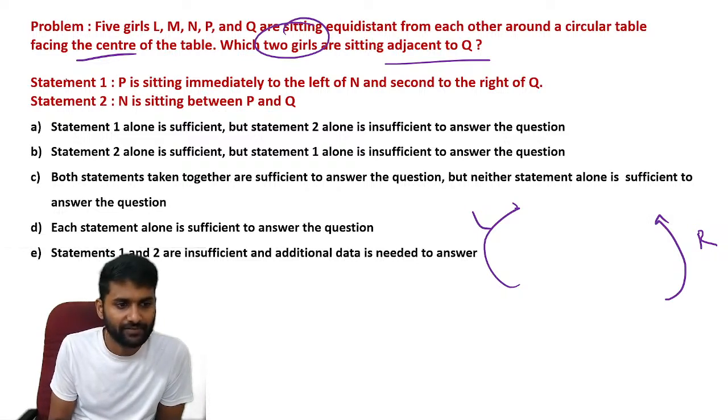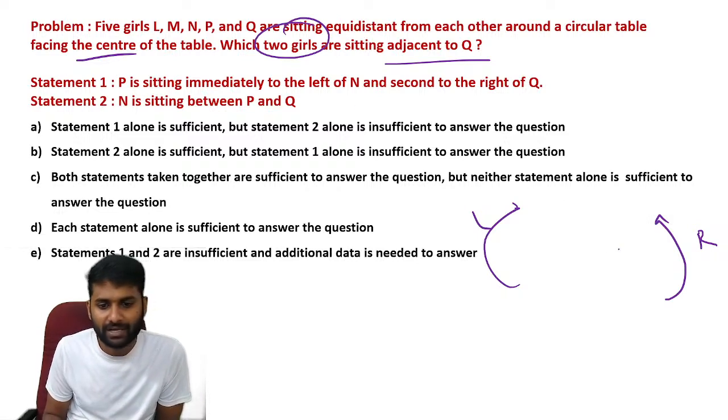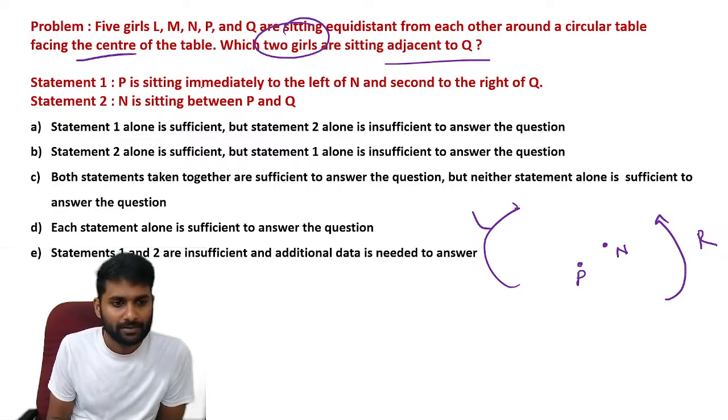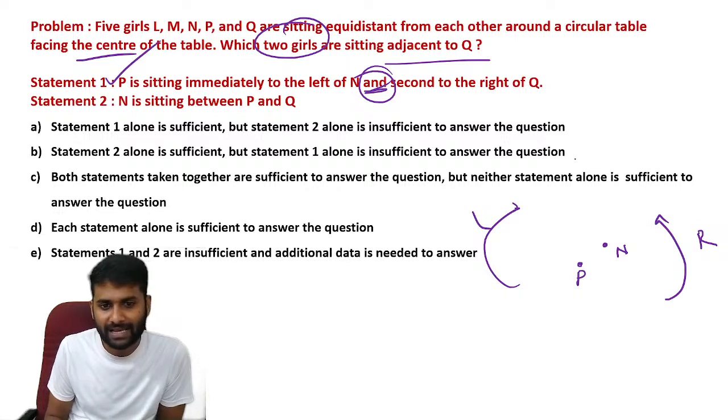Okay, let's find this from statement number 1. P is sitting immediate left of N. P is immediate left of N. Immediate left, so there is no other person between P and N. So P sits immediate left of N. Again they are talking about P. P is second right of Q. First right, second right of Q. So we have one more position.